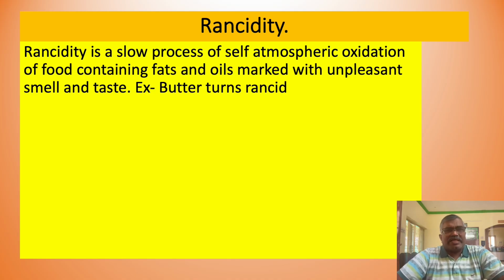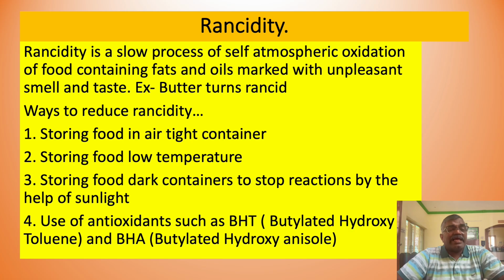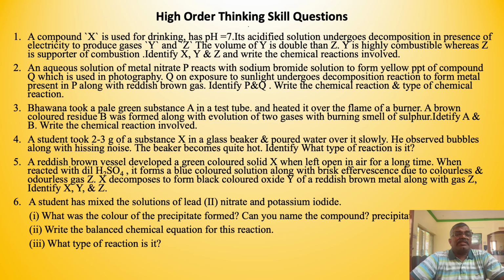A very good example: we keep butter in the refrigerator. That means you keep the food item at a very low temperature. That is one way to prevent rancidity. And obviously you keep the oily food item in an airtight container, which also prevents rancidity because we reduce the contact with air. So you store the food item in a container to stop reactions aided by sunlight. These are the things about rancidity.